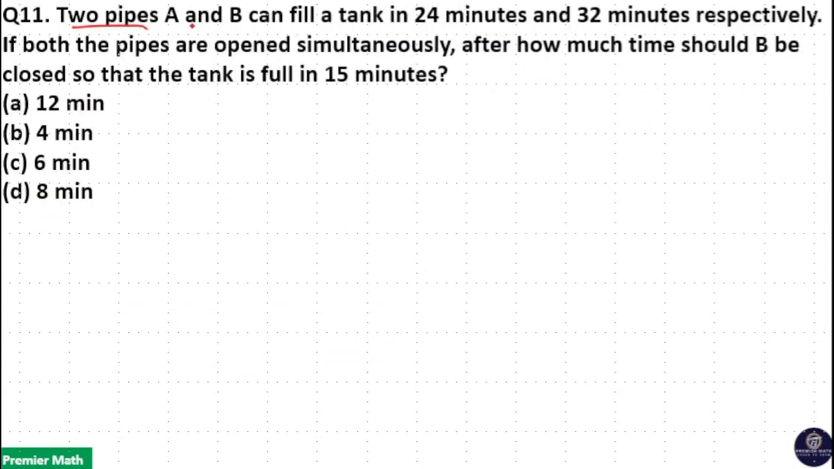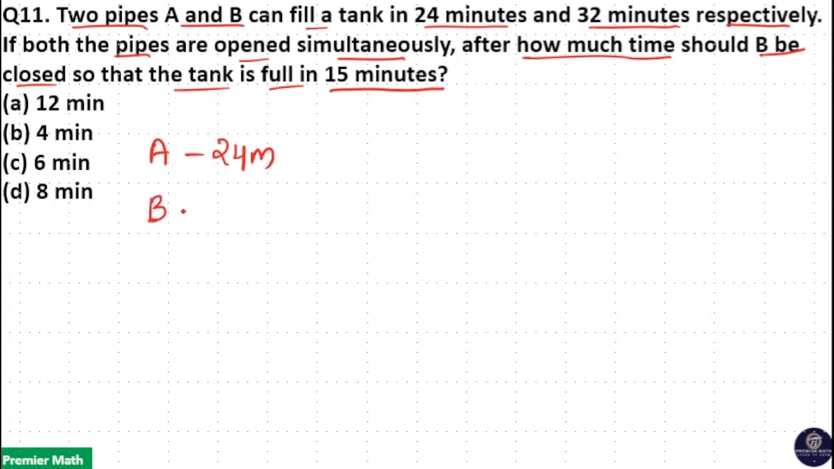Two pipes A and B can fill a tank in 24 minutes and 32 minutes respectively. If both the pipes are opened simultaneously, after how much time should B be closed so that the tank is full in 15 minutes? Here A can fill a tank in 24 minutes and B can fill the same tank in 32 minutes. Now, both are filling the same tank of same capacity.